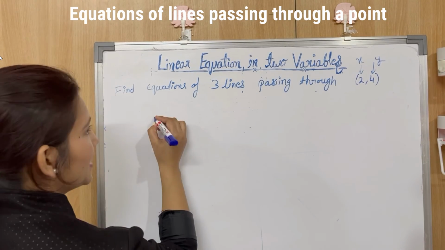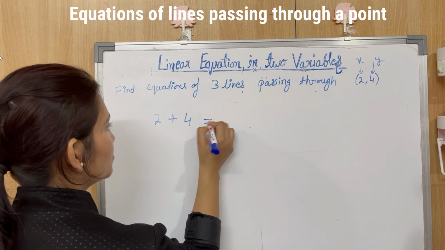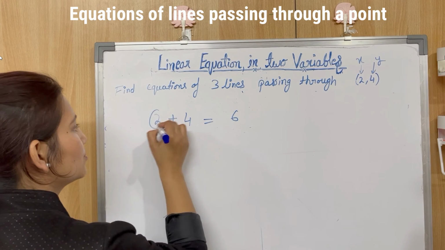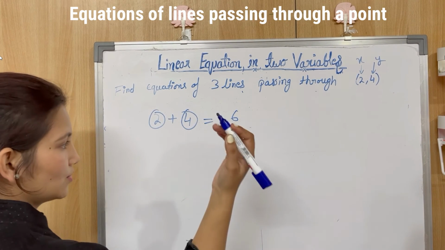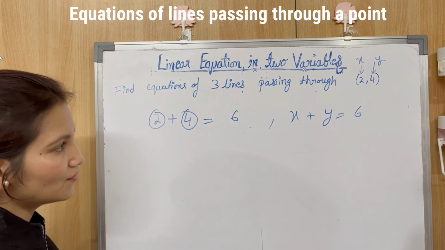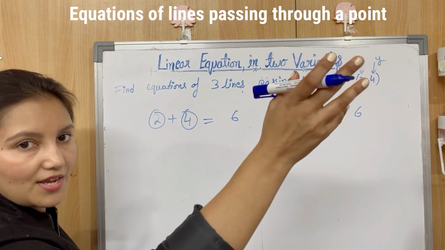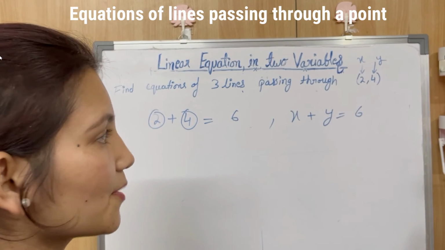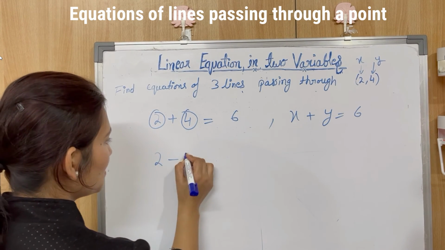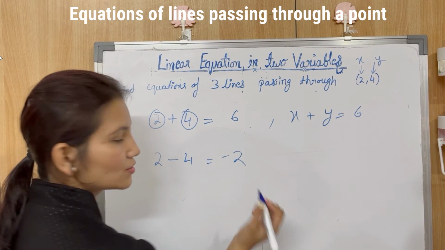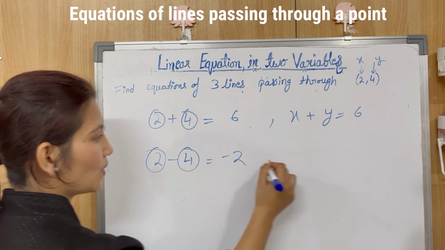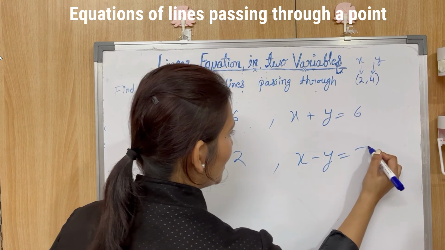Now let's write it. 2 plus 4 is 6. Okay, so 2 plus 4 is 6. So 2 is x and y is 4. So my first equation is x plus y is equal to 6. Now I have to make use of these 2 numbers, right? And in that equation, I'll replace 2 with x and 4 with y. Now let's write 2 minus 4 is what? Minus 2, right? 2 minus 4 is minus 2, means 2 is x and this is y. So x minus y is equal to minus 2.